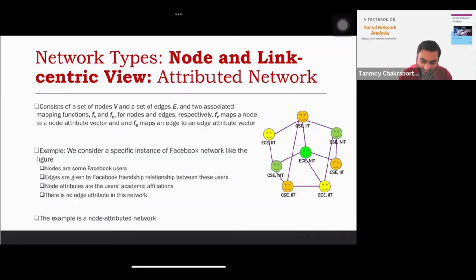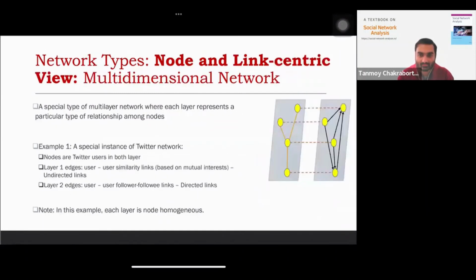Okay. So you see here, this is an attributed network of students, where the attribute of students indicates different departments and colleges, right? And you can use attributes in different ways, right? This is even richer information of a network.